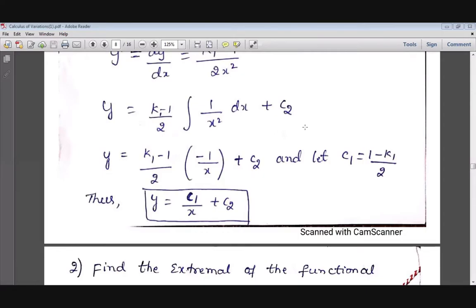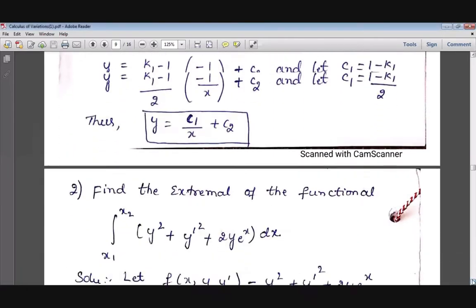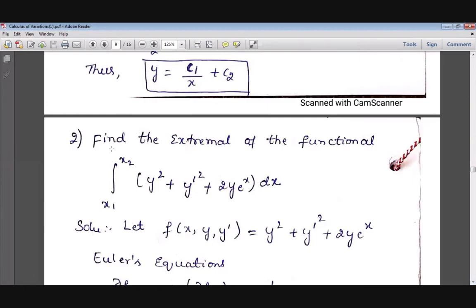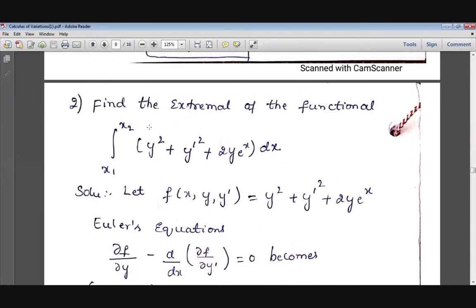It's not that much difficult problem. Next, second problem. Find the extremal of the functional integral from x1 to x2 of y square plus y dash square plus 2y e power x dx. First thing is take this as f of x comma y dash. So what happens to Euler's?